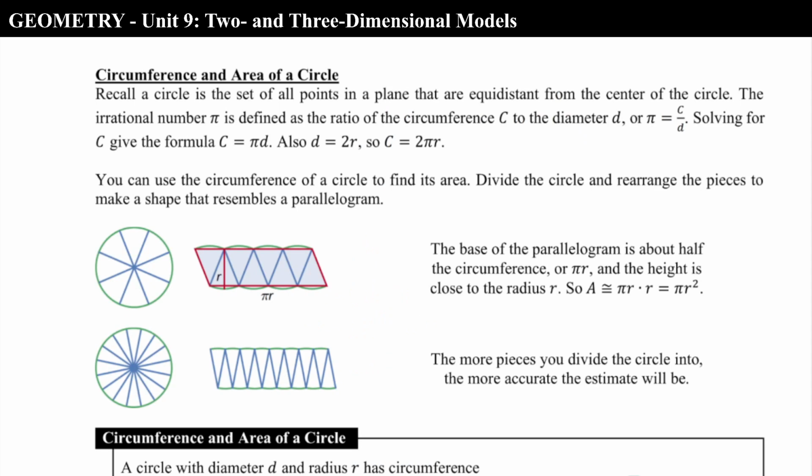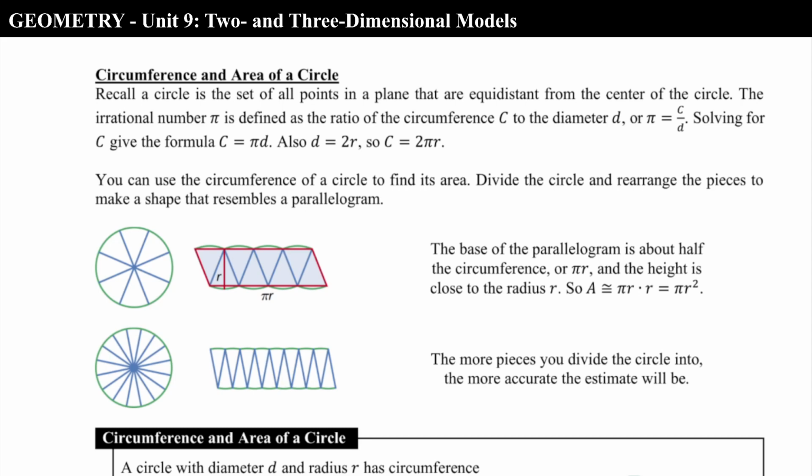So now let's move on and talk about the circumference and area of a circle. Recall that a circle is a set of all points in a plane that are equidistant from the center of a circle. The irrational number pi is defined as the ratio of the circumference, C, to the diameter, d. This is where pi comes from. It's the circumference divided by the diameter.